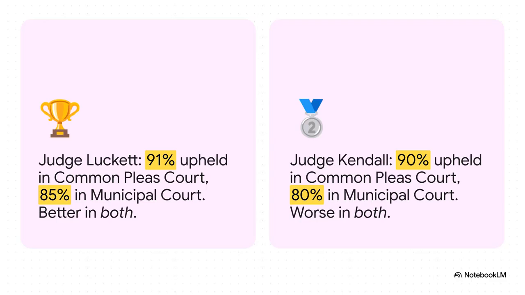And here it is, the shocking twist. This is a phenomenon known as Simpson's paradox. When we break the data down by the type of court, the conclusion completely flips on its head. In common pleas court, Luckett actually has a better record, and in municipal court, Luckett also has a better record. So how on earth can she be worse overall? Well, the paradox happens because Luckett just happened to preside over way more cases in municipal court where verdicts are just naturally overturned more often. That hidden factor, the court type, was twisting the overall numbers, and it changed absolutely everything.